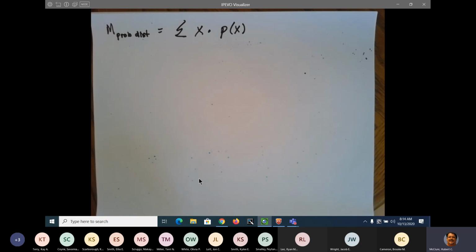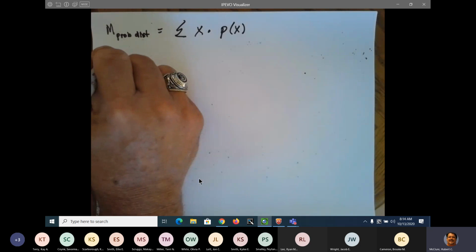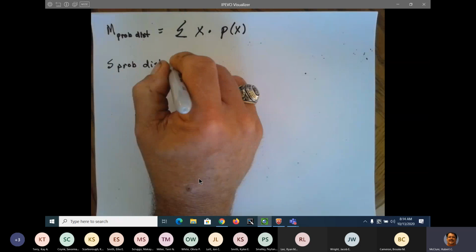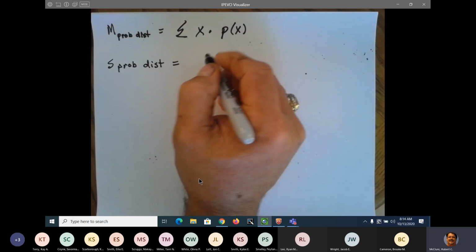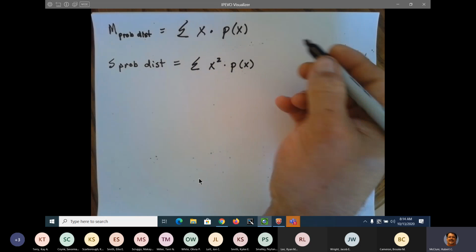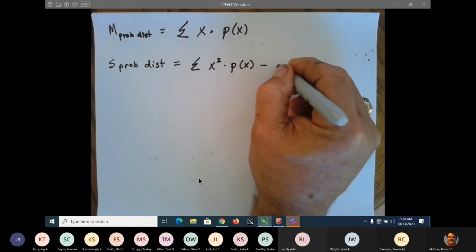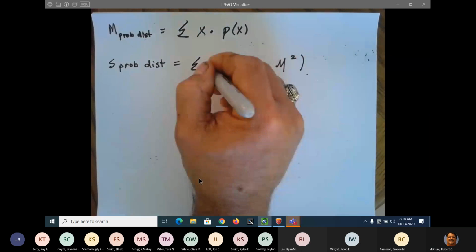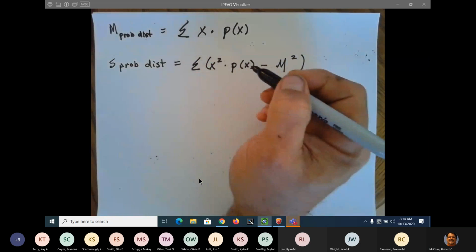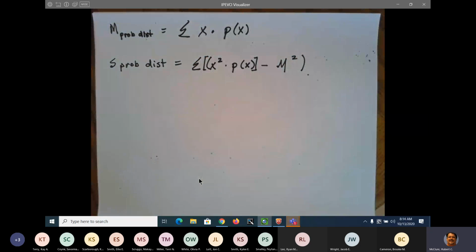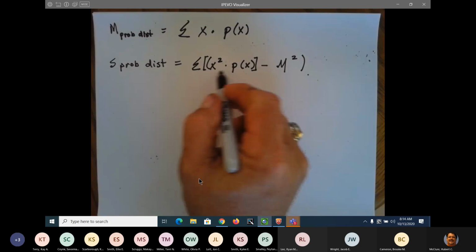Okay, so what about the standard deviation? I can't remember if we got that far, but the standard deviation of a probability distribution is going to be equal to the summation of x squared times p of x, minus the mean squared. I better put this in brackets. There we go. Now there are two formulas in the book, but I use this one.